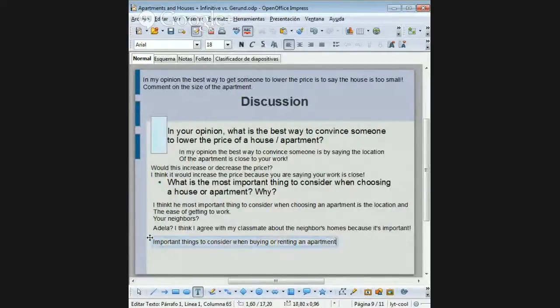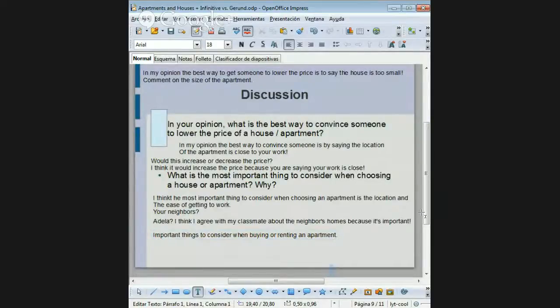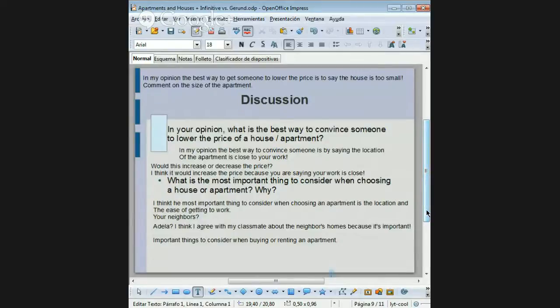Good answer. Does anybody have any questions on this page? Any questions? Okay, one question. May I say what is the most important thing for considering when choosing or not?